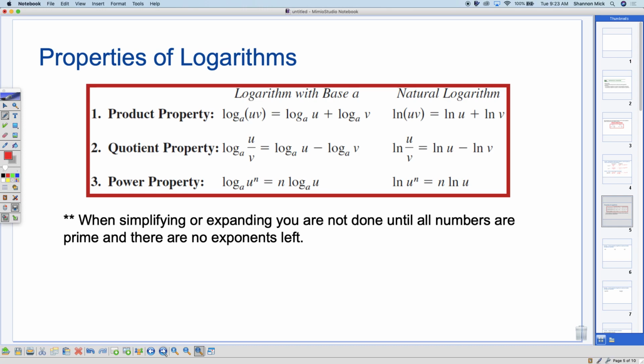So I have the product property. I have log base A of UV equals log base A of U plus log base A of V. Exact same thing for natural log. If this is 3 things times each other, what are you going to add? 3 times. Okay? You're going to just keep breaking it down. This goes for more than just 2.